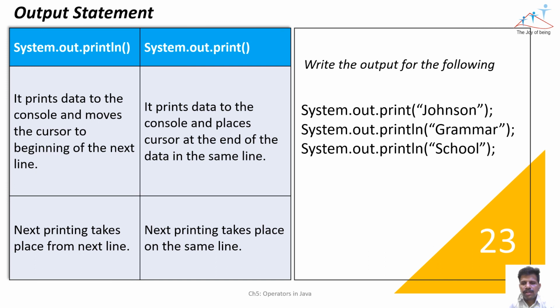Here, Johnson and grammar will have no space between them. The cursor remains after printing Johnson, and it starts printing grammar immediately. After printing grammar, the cursor will be moved to the next line because of println, and then school gets printed in the next line.